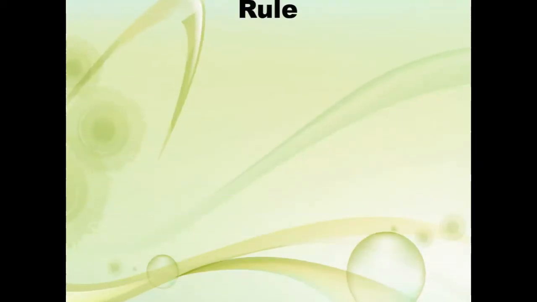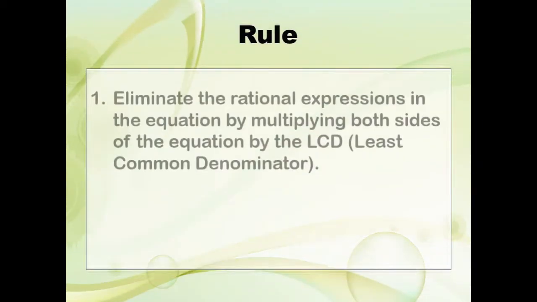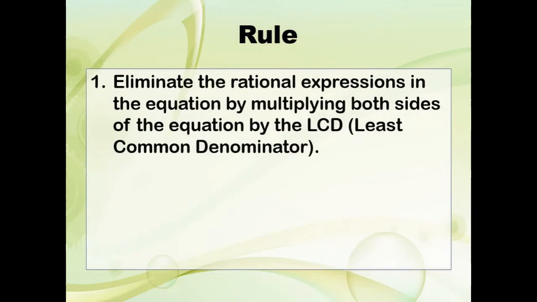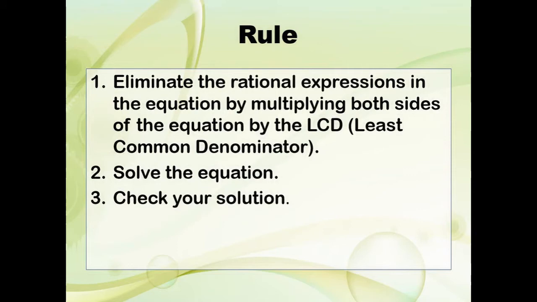Rule number 1. Eliminate the rational expressions in the equation by multiplying both sides of the equation by the LCD, or the least common denominator. Number 2. Solve the equation. Number 3. Check your solution.